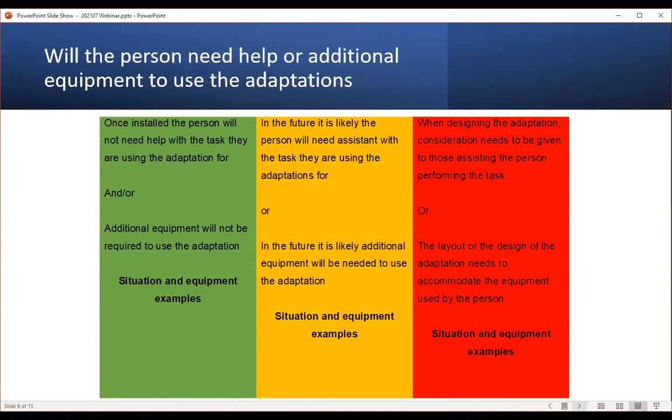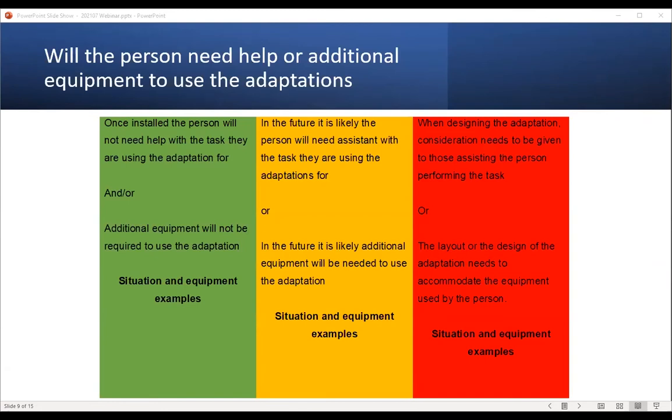So will the person need help or additional equipment to use the adaptation? Again, a green flag is where once installed, the person won't need any support to use the adaptation, or where there's no need for additional equipment. So this might be somebody where we're putting in a wet room for somebody with osteoarthritis, and we know once we've got everything installed, they're going to be independent, and they're not going to need any additional equipment.